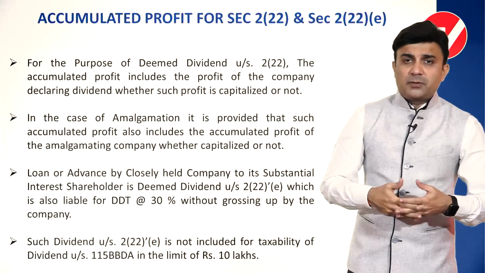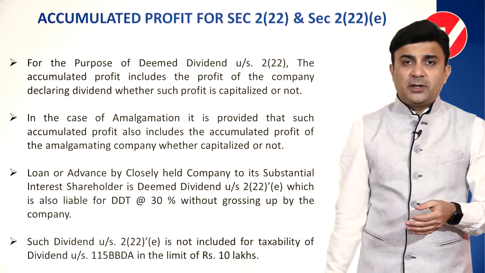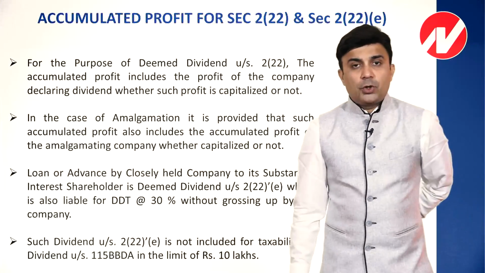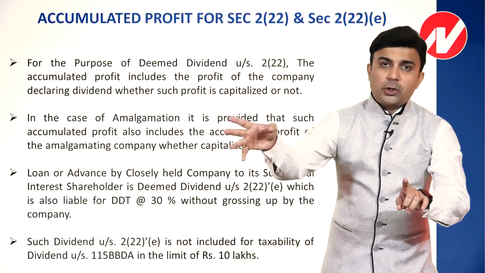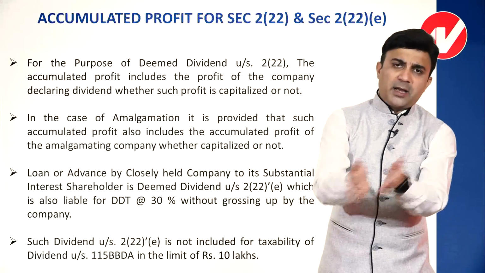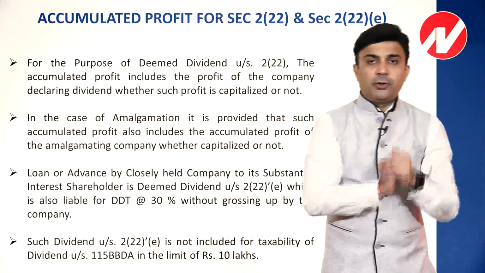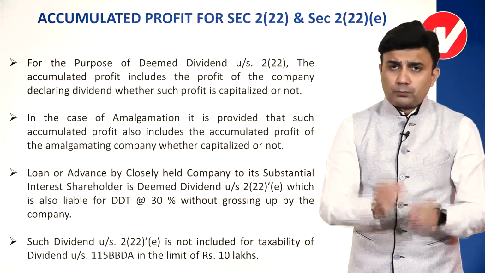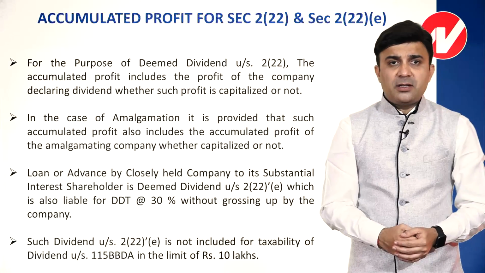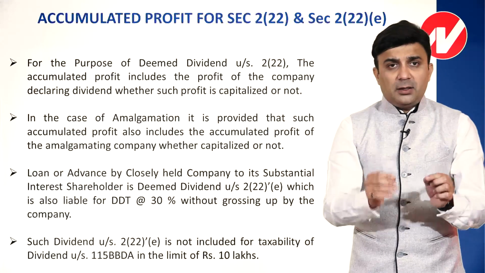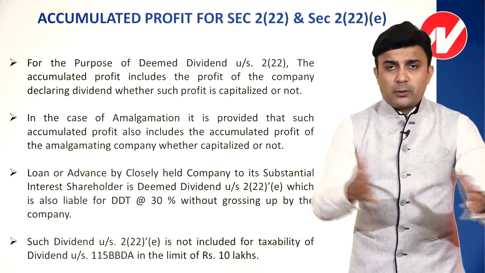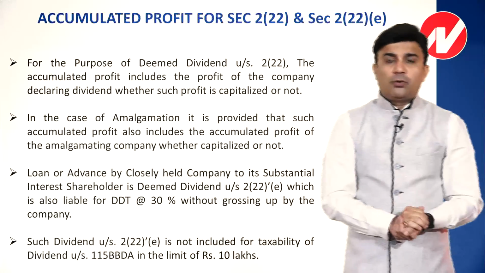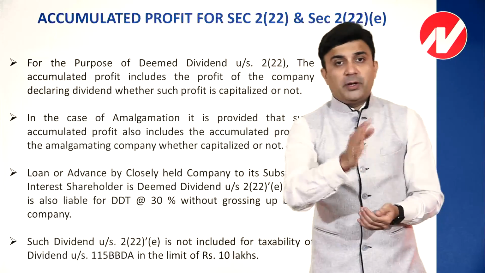Now, if the company is giving loan to the shareholder having substantial interest, then such loan, such advance would be considered as deemed dividend to the extent of the total accumulated profit of the company, including, as I have said earlier, the accumulated profit of the earlier company, vendor company, or the amount of loan, whichever is less. Up to financial year 17-18, the provision was that this 222E loan advance by closely held company was the only Indian company dividend which was taxable in the hands of shareholder. And the shareholder has to pay the tax.